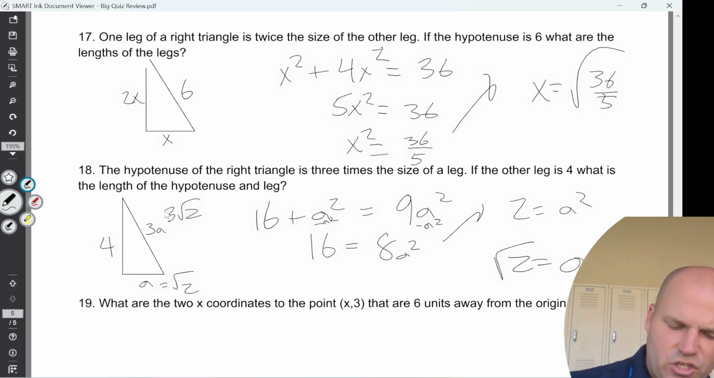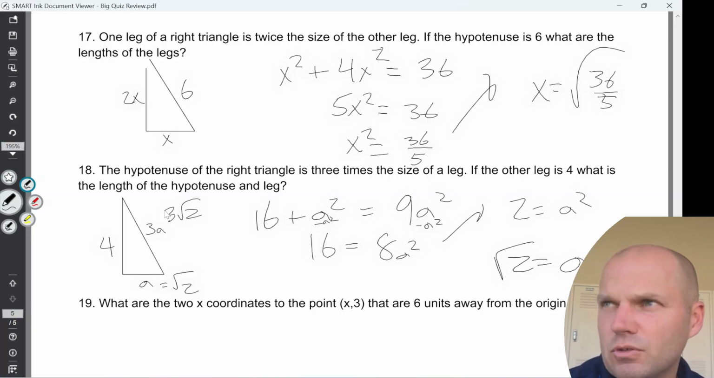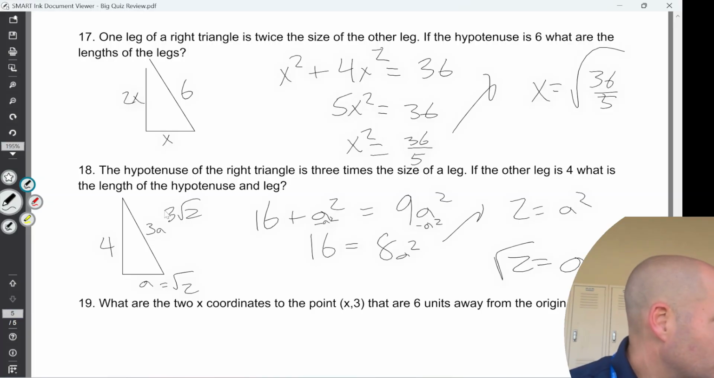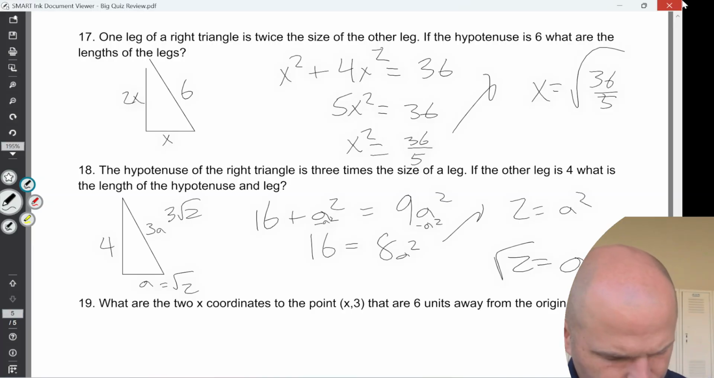Do not say this is root 6. 3 times root 2 is root 18. But root 18 can be simplified to be 3 root 2. So we leave it as 3 root 2.